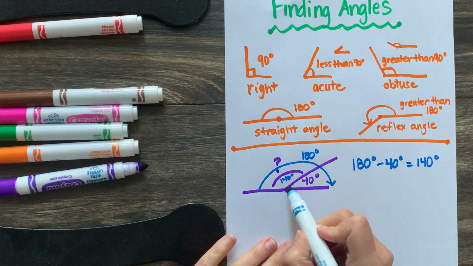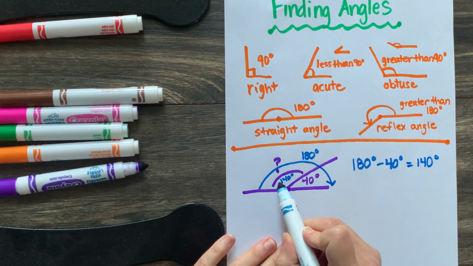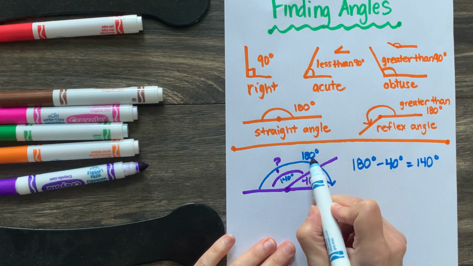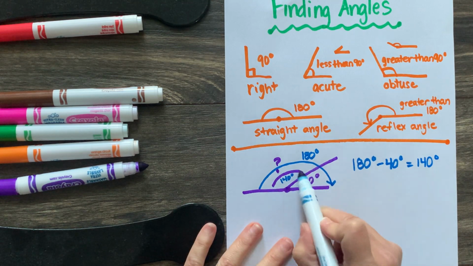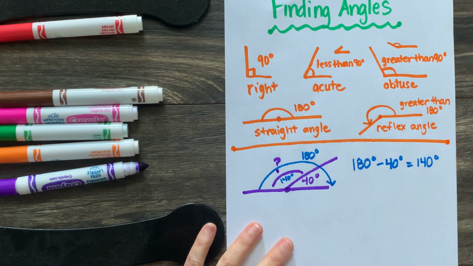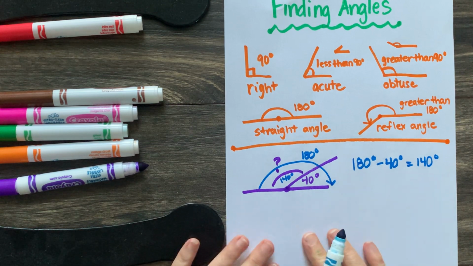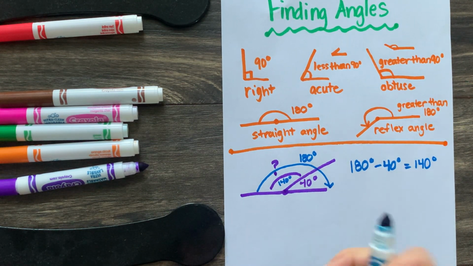If I were going to add that together, 140 plus 40 is 180. So I know that this is an obtuse angle of 140 degrees. So that's one thing I can consider. Let's look at another one.